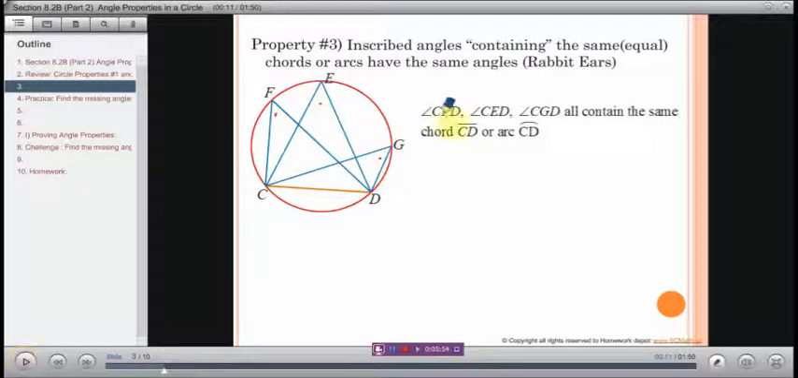Okay, so again, angle F, angle E, angle G all contain the same chord, CD, and the same arc, CD, meaning those three are equal. It kind of looks like bunny ears if there were just two of them. That's why they call it the rabbit ears property.